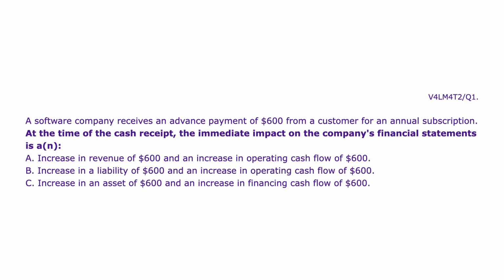A software company receives an advance payment of $600 from a customer for an annual subscription. At the time of the cash receipt, the immediate impact on the company's financial statements is an: A. Increase in revenue of $600 and an increase in operating cash flow of $600. B. Increase in a liability of $600 and an increase in operating cash flow of $600. C. Increase in an asset of $600 and an increase in financing cash flow of $600.